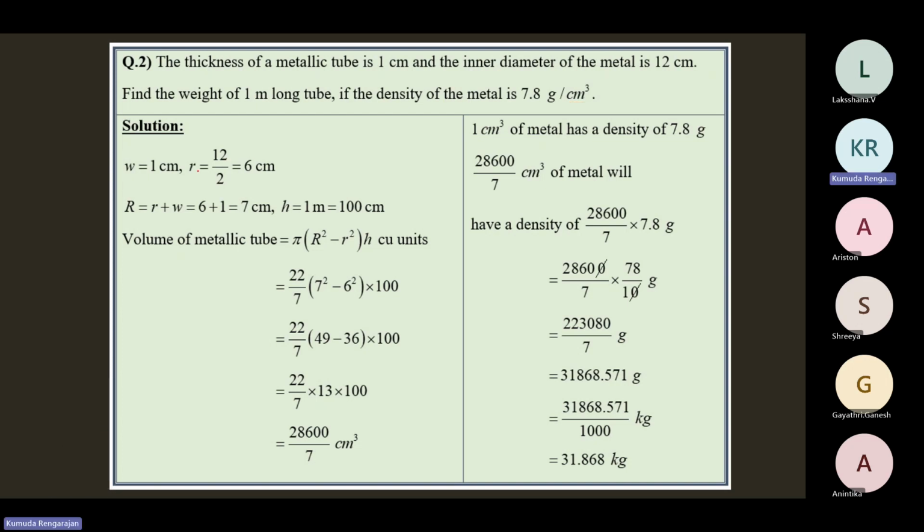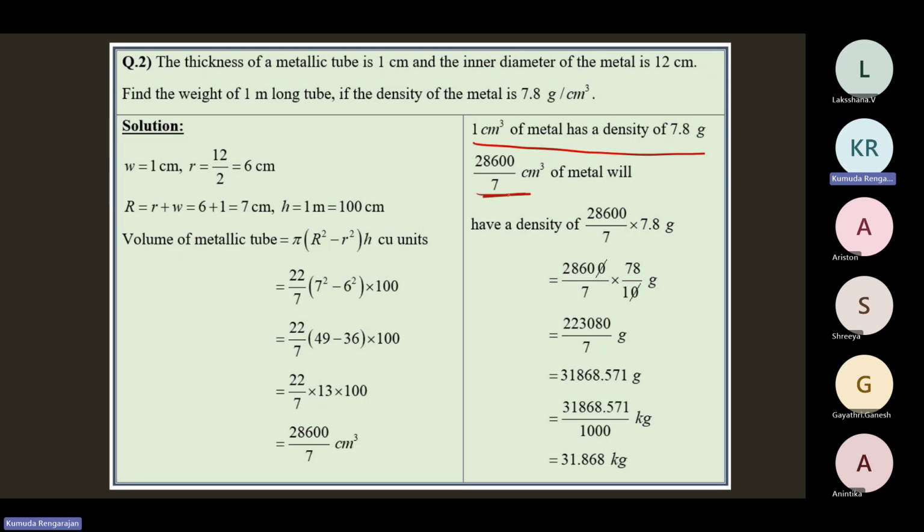So you should write all these. This is very important. Reading the question: as you read, you should write. As you read the question, write out these details. Keep writing the details as you read. Then find the volume. And then you can see here, 1 centimeter cube is 7.8 grams.